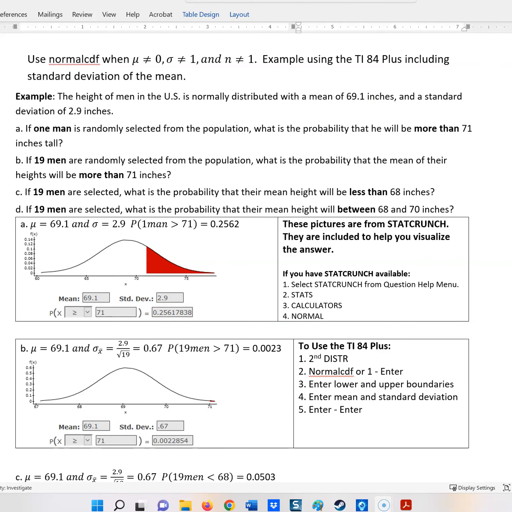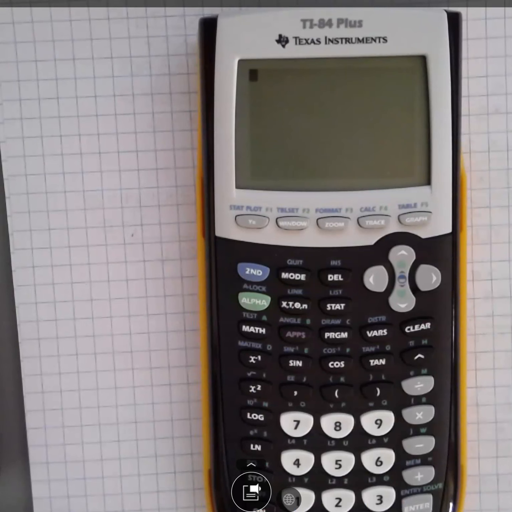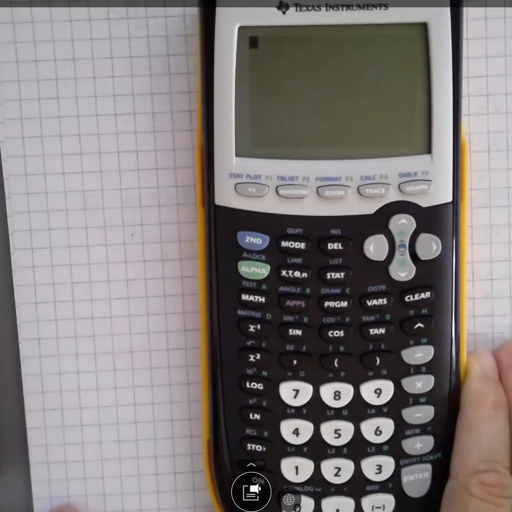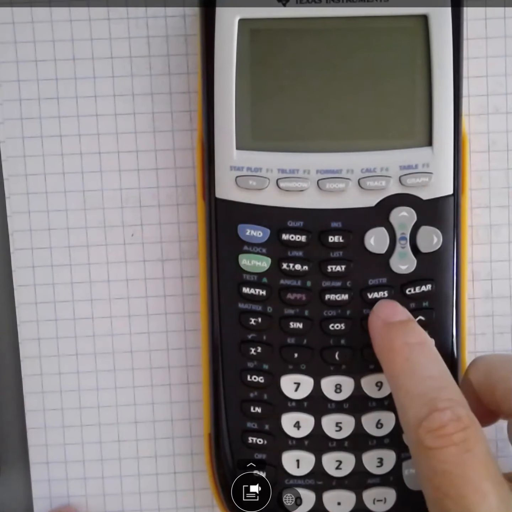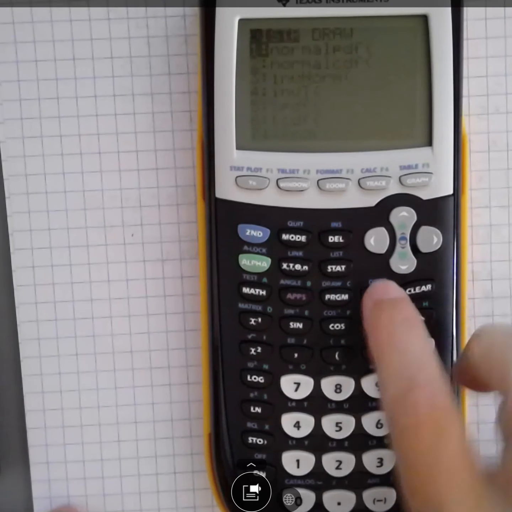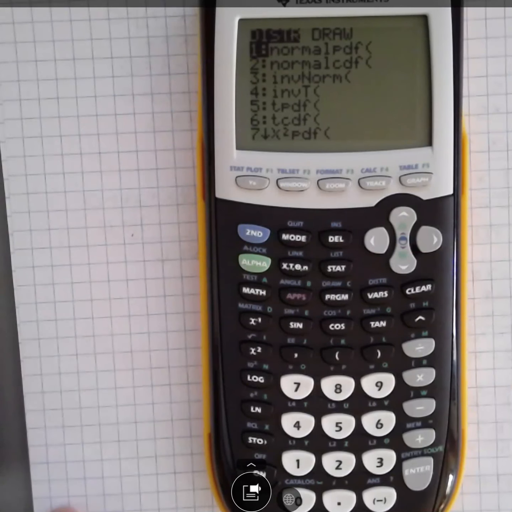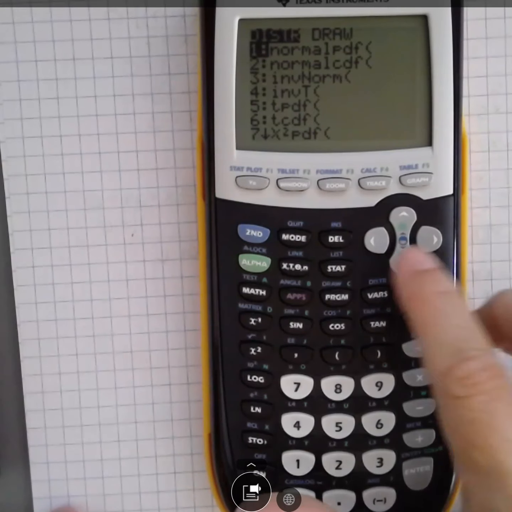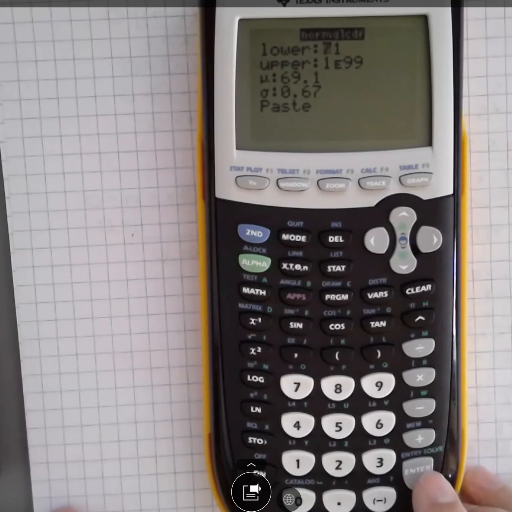How do you do that on the calculator? You're just going to turn your calculator on. This is a TI-84 Plus, and then you're going to hit second function and VARS. Above that says distribution. That's what you want. You want the normal CDF, which is the second button down. So we're going to hit 2. And then we want to put in our lower and our upper bounds. Our lower bound here is 71 because that's what we're asking. What's the chance that he's 71 or greater?